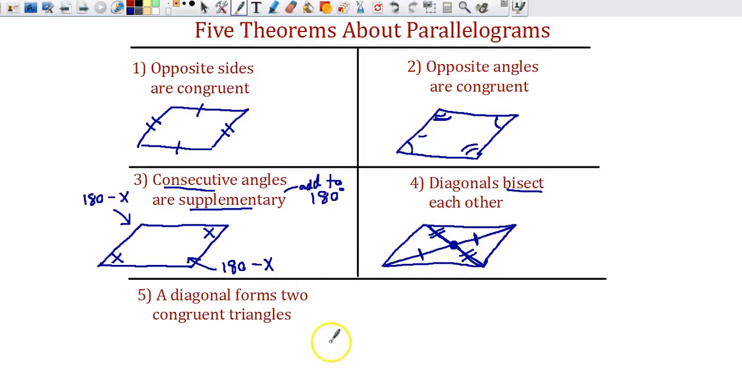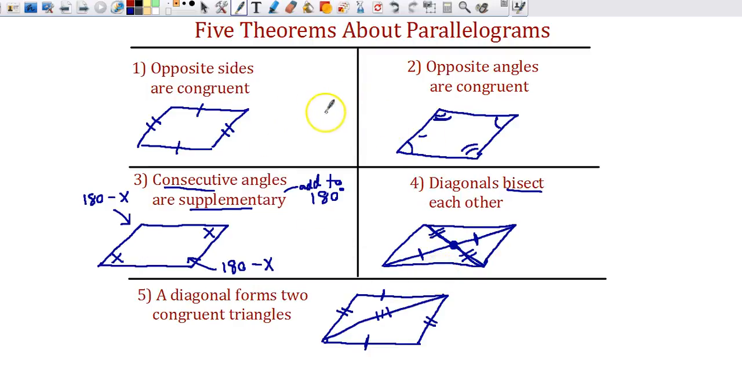And finally, we did congruent triangles yesterday, but if I draw one diagonal, I can make two congruent triangles, okay? Because think about it. If I know opposite sides are congruent, I know that those are congruent to each other, and these are. And by the reflexive property, I know that that shared side is congruent to itself. So these triangles are going to be congruent by side, side, side. So I've just formed two congruent triangles by just drawing one diagonal in a parallelogram. Pretty cool.